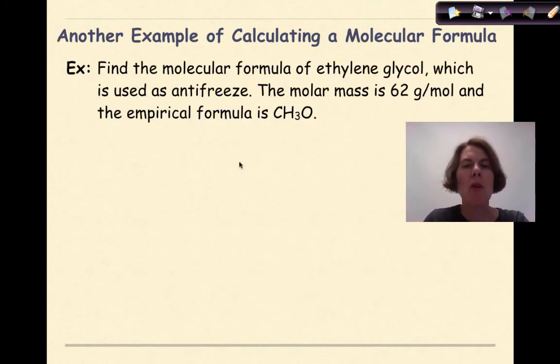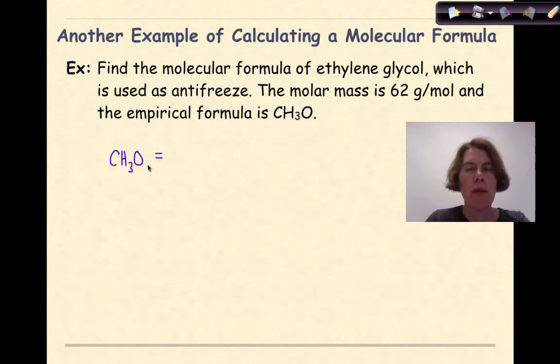Let's look at another example of calculating a molecular formula. And again, you can either pause the video, try it on your own and check your work, or just follow along to get another example. Find the molecular formula of ethylene glycol, which is used as antifreeze. The molecular mass is 62 grams per mole, and the empirical formula is CH3O.